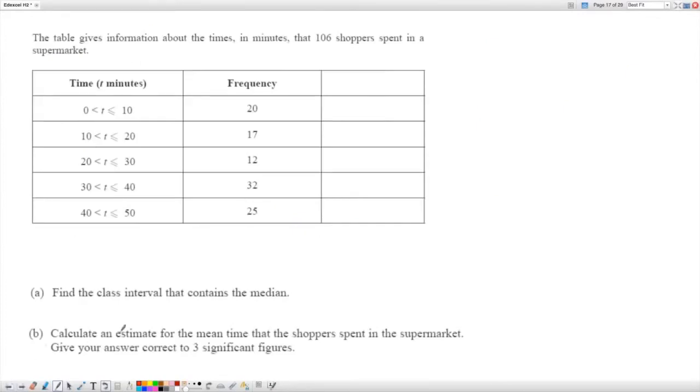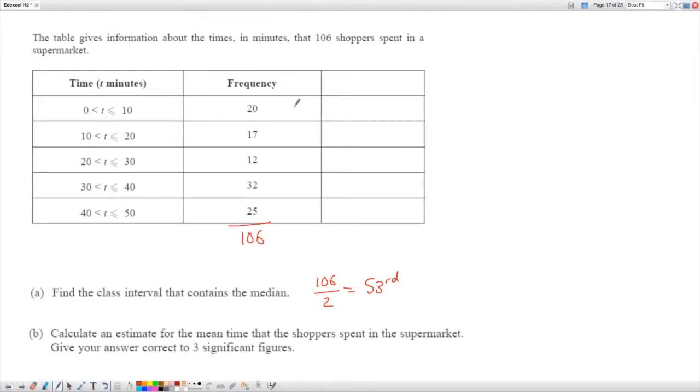This table gives information about the times in minutes that 106 shoppers, the total here, 106, spent in a supermarket. We can see that our groups here, we have group data between 0 and 10, 10 to 20, etc. The median is the middle value. So if we have 106 altogether, the middle one, the halfway, will be the 53rd value. How can we find the 53rd value?